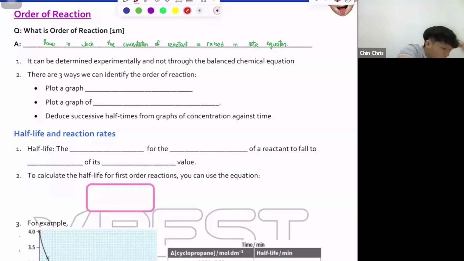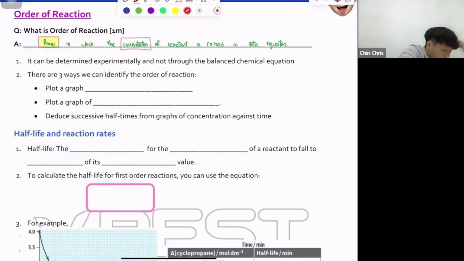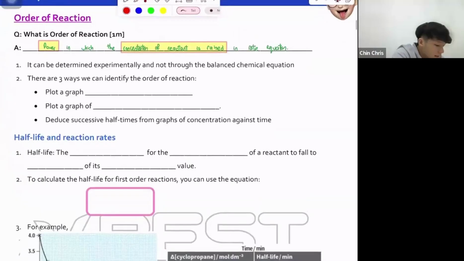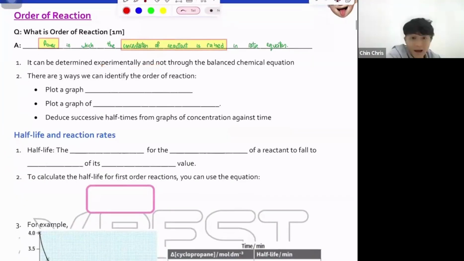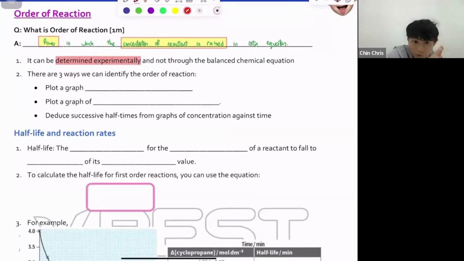Highlight this part: the power to which the concentration is raised. By the way, this type of question comes out in your P5 also. They might give you a graph, then ask you to identify whether it is zero order, first order, or second order. You need to know that. It can be determined experimentally, not through a balanced chemical equation. Remember, we can only get it from experiment.